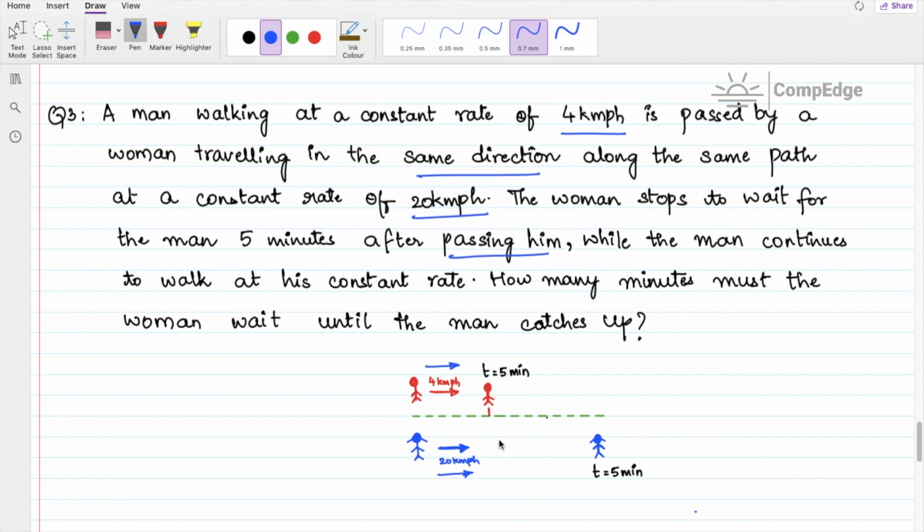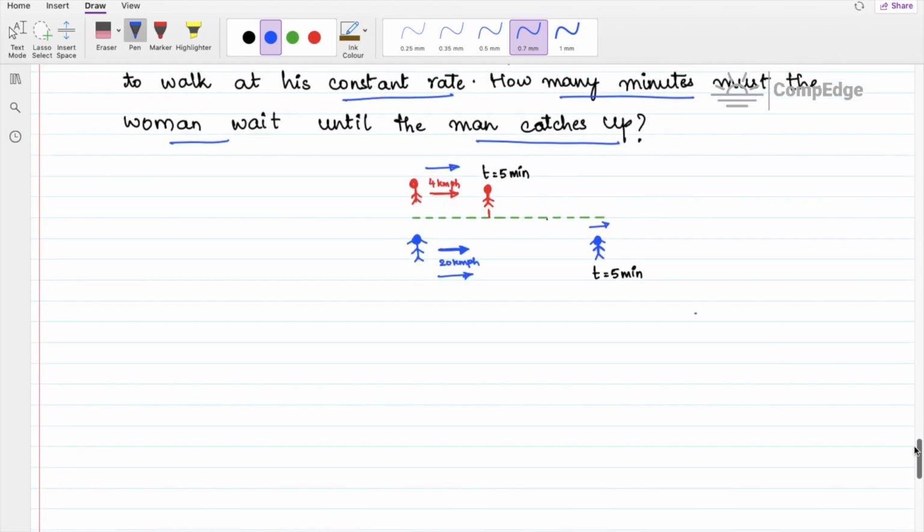So basically the woman and the man keep walking in the same direction, and after 5 minutes the woman, obviously she has the greater speed, so she'll move further than the man and she'll stop there, while the man continues to walk at a constant rate. Now how many minutes must the woman wait until the man catches up? So this would be the question. Now let us see how to apply the relative speed concept to it.